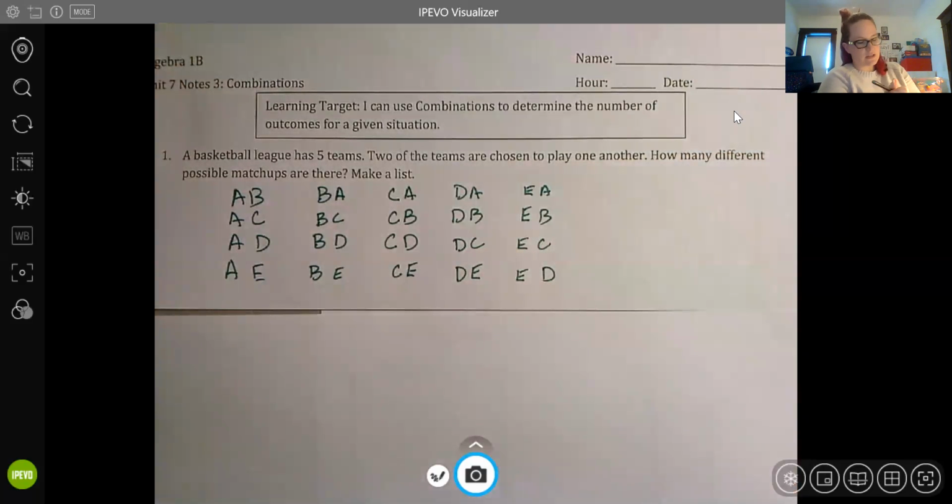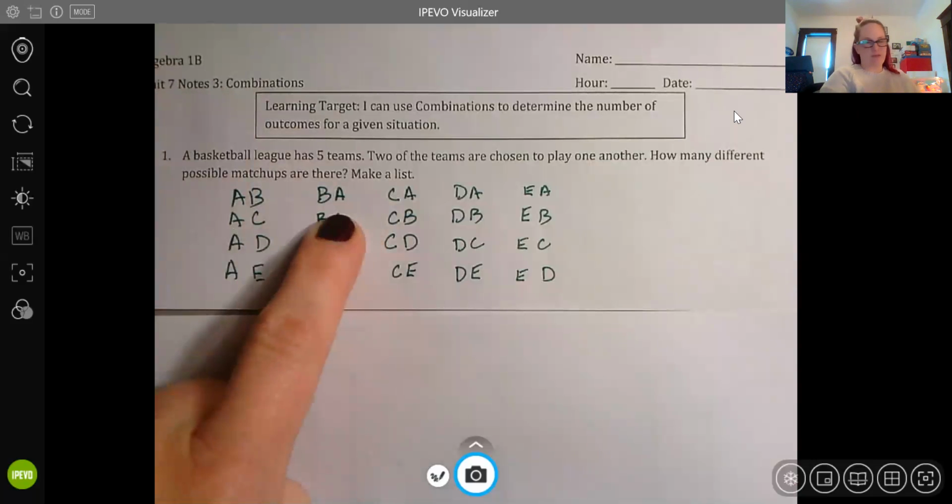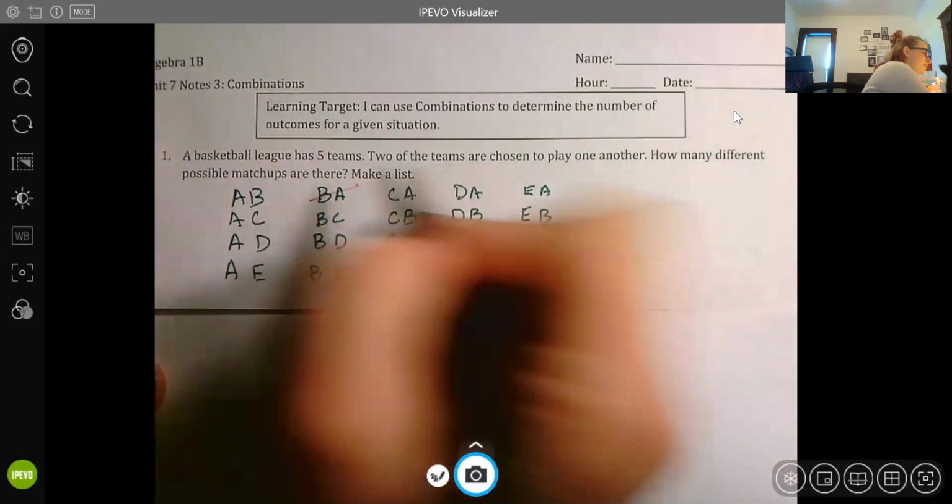Now, if you notice, I listed out all the possibilities, just like we did yesterday with the drive-through versus counter example, where if Katie is working the counter and Bob is working the drive-through, that is different than Bob working the counter and Katie working the drive-through. Today, if we are talking about basketball teams playing against each other, A versus B is the same thing as B versus A. So I can get rid of that.